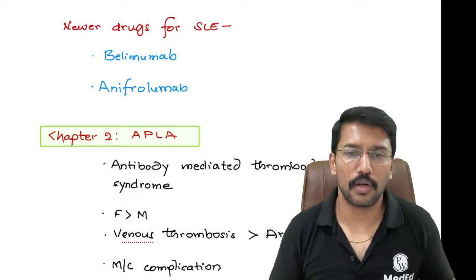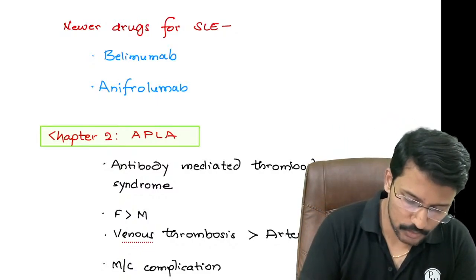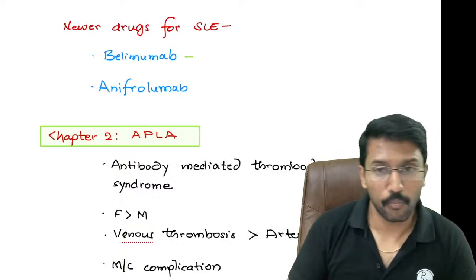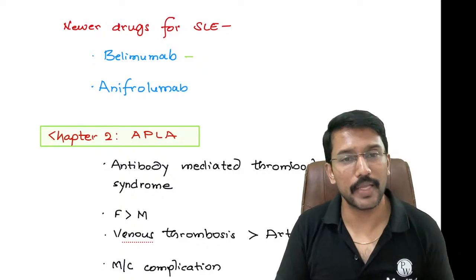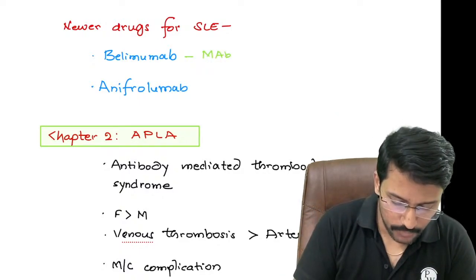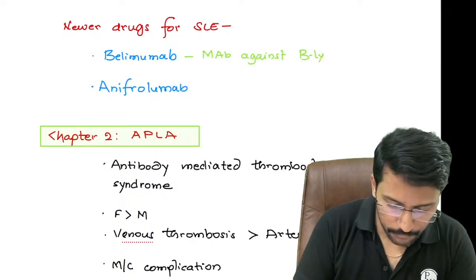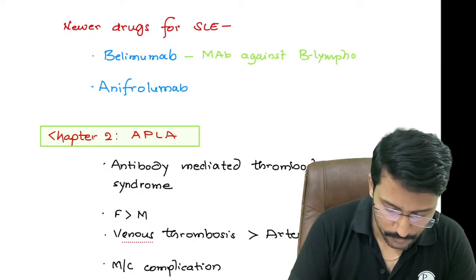The first one is called belimumab. What is this belimumab? They will ask you the mechanism of action. Belimumab is a monoclonal antibody against B lymphocyte stimulant, right? It is a monoclonal antibody against B lymphocyte stimulant.